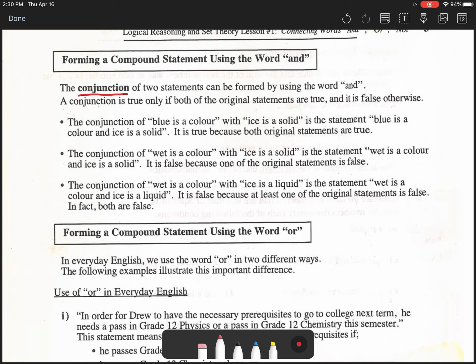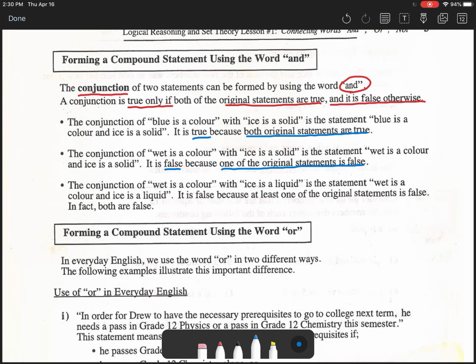Forming a compound statement using the word and: the conjunction. Another important term. The conjunction of two statements can be formed by using the word and. A conjunction is true only if both the original statements are true and it is false otherwise. So, for example, the conjunction of blue is a color with ice is a solid is the statement blue is a color and ice is a solid. It is true because both original statements are true.